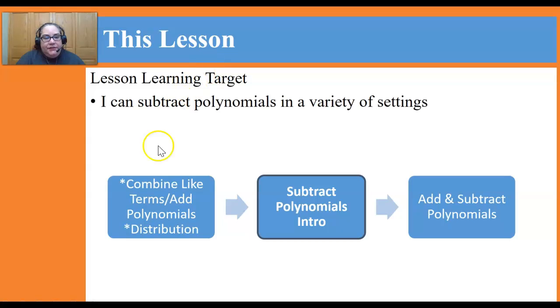In order to be successful in this unit, you should have a pretty good idea how to combine like terms and/or add polynomials. You'll also need to understand distribution. After we learn how to subtract polynomials intro, we'll be ready to add and subtract polynomials in various other, more complex settings.